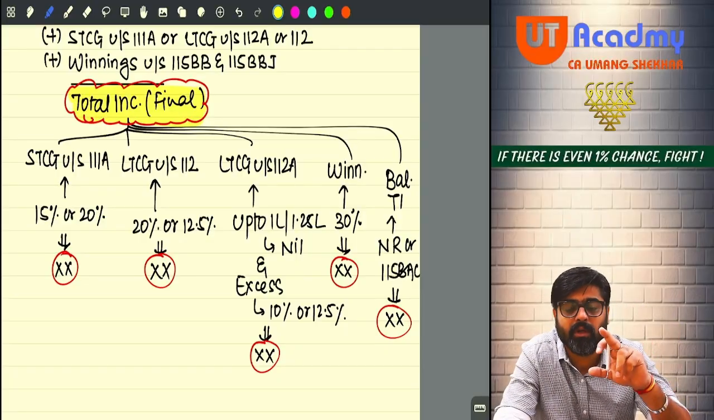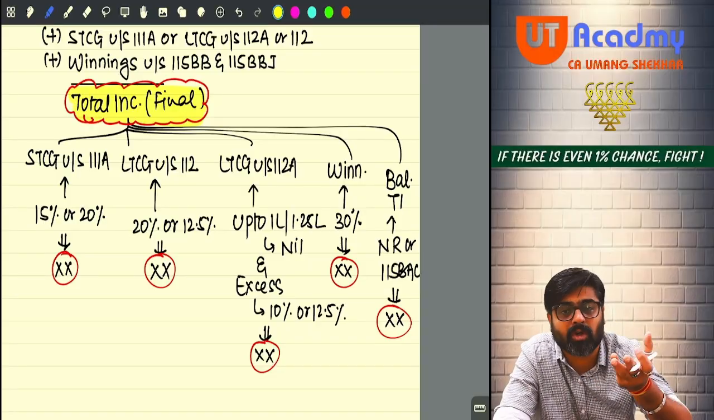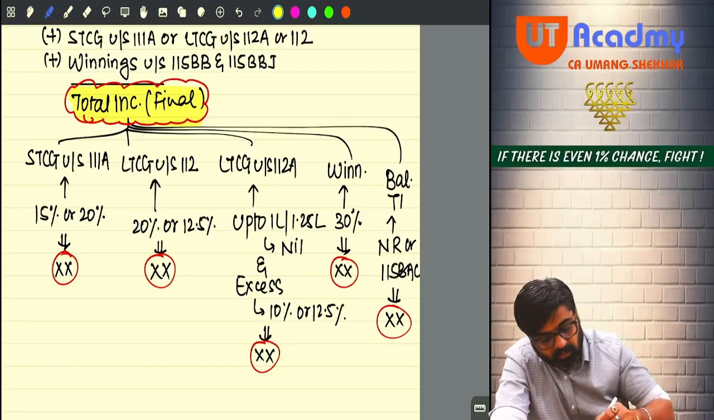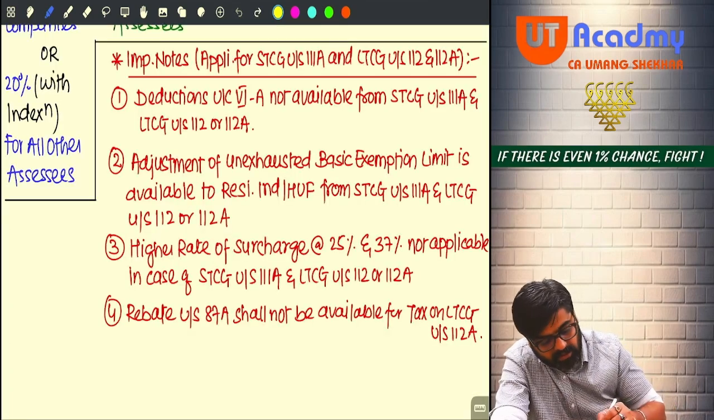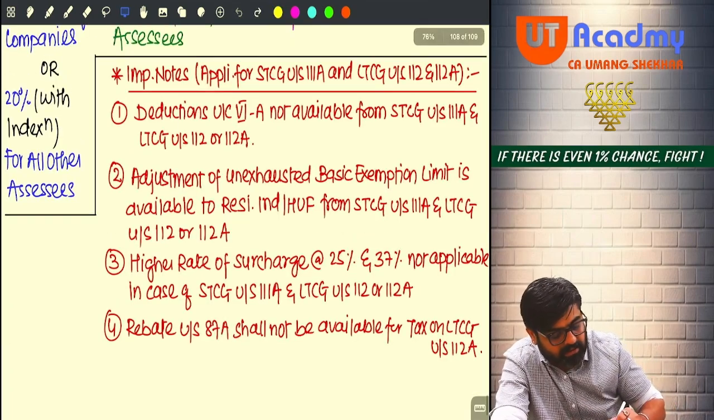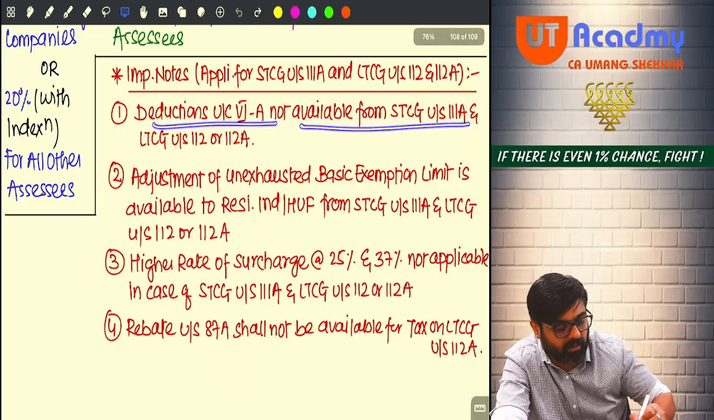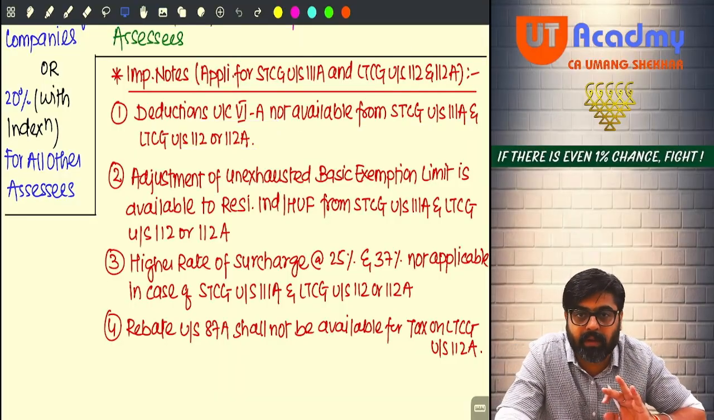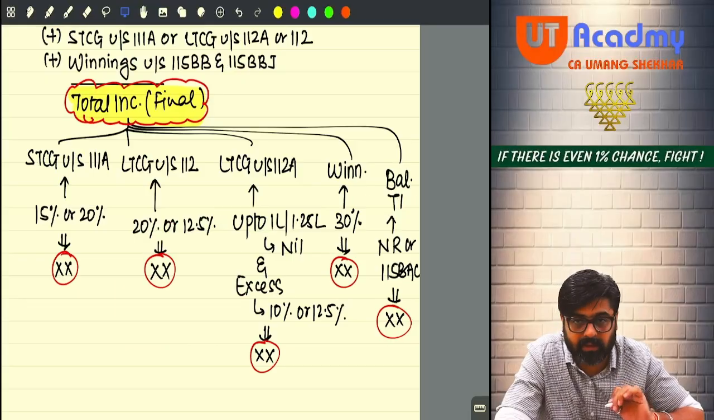Yes or no? So will you get any chapter 6A deduction from your short-term gain 111A, long-term gain 112, long-term gain 112A or winnings income? No. So that is the same thing which I have written over here. Deductions under chapter 6A are not available from short-term gain 111A and long-term gain 112 or 112A.